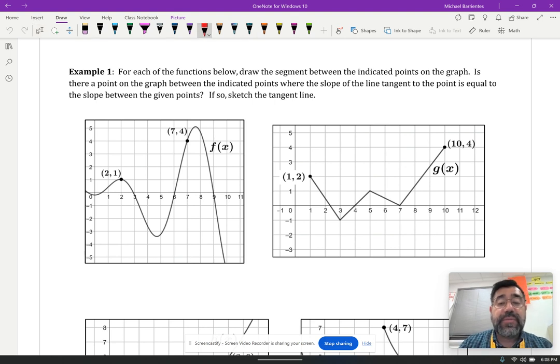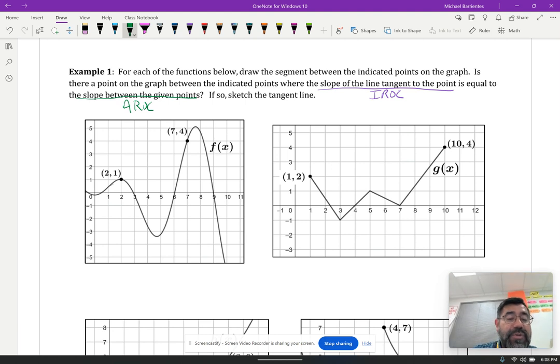This is what the mean value theorem is telling us: the slope of the line to the point, that would be the instantaneous rate of change, is equal to the slope between the given points, that would be the average rate of change. If I draw a line connecting my 2 points, obviously I can tell that my slope is positive. I don't know exactly what it is, but I could figure it out.